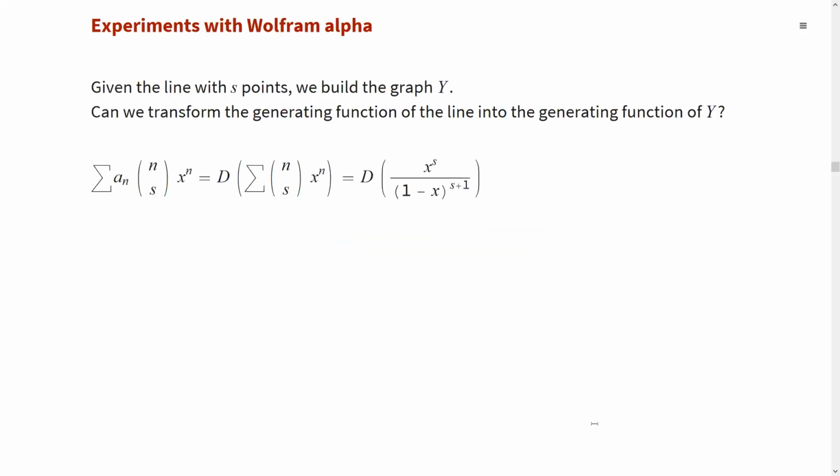So the idea is the following. I start with a line that has S points, and we build one of these graphs over it. And so we have this geometric transformation of a line into a graph. And then we wonder if we can transform the generating function of the line with S points into the generating function of the graph. Now, if you have a line with S points, and I ask you how many ways can you put labels using n numbers, you just need to choose S out of n. So this is the generating function of the line. And the idea is to find an operator so that after applying the operator, we obtain the generating function of y.